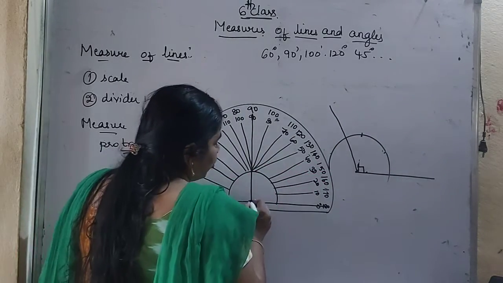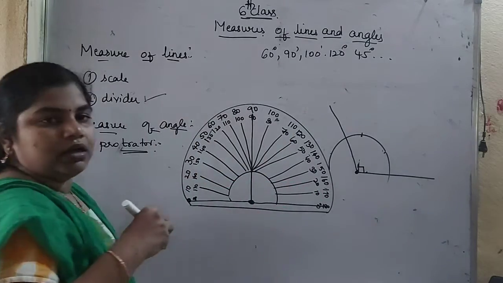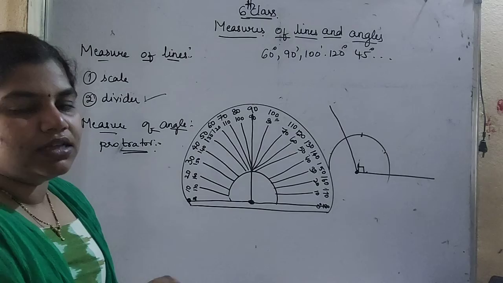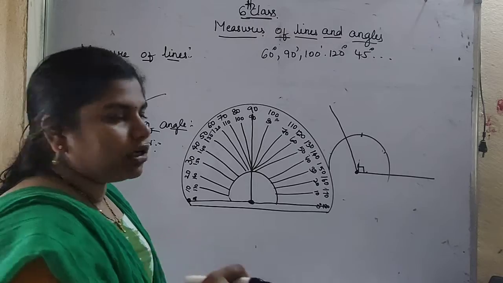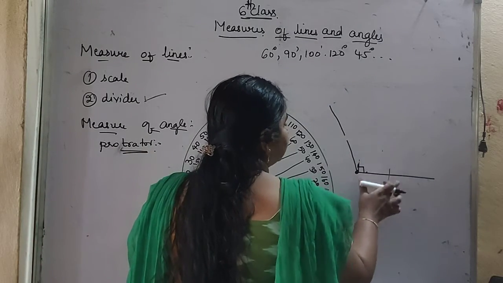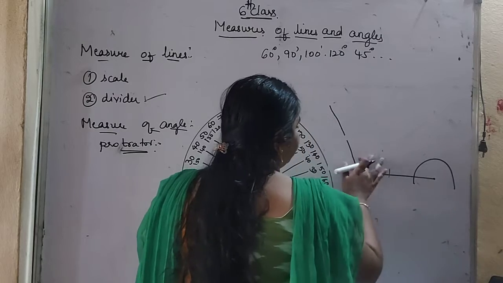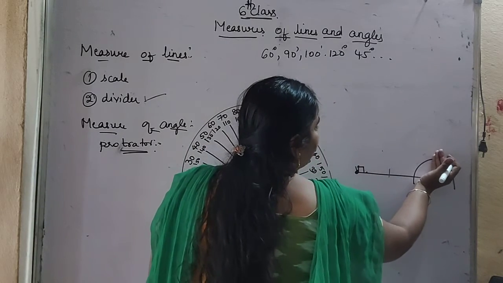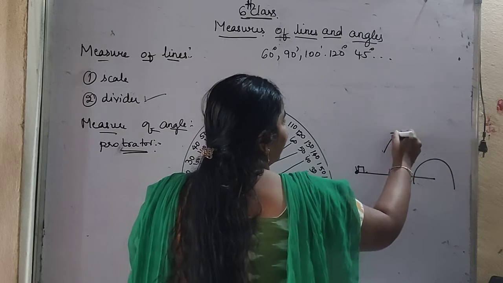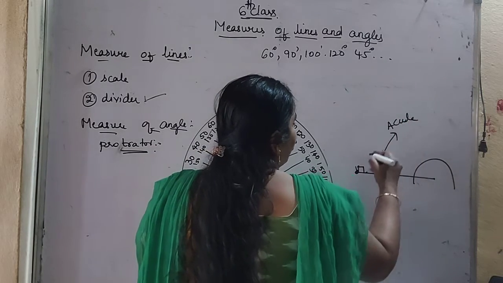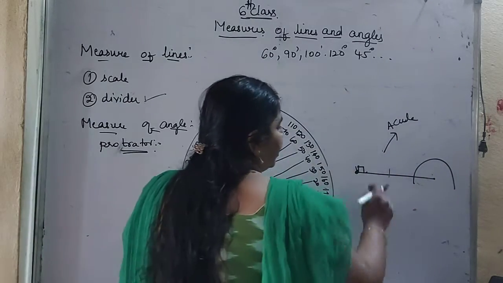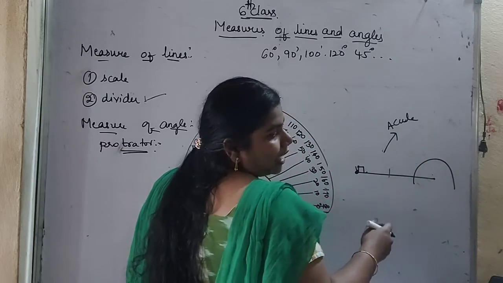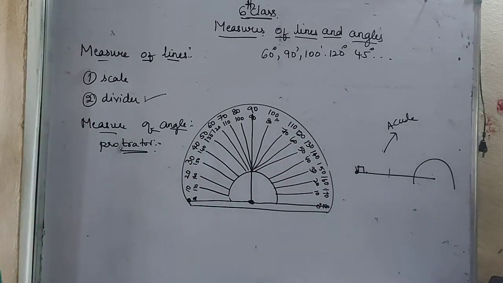Always this midpoint should be intersected with this point. Without intersecting, you should not measure the angles. This point and this point should coincide with each other. Not only here, you can place the protractor this side also. So always the point which is lying inside the line will be an acute angle. The point can lie at any place from here to here, that will be called an acute angle. If it is outside the line, that will become an obtuse angle. So this is how you will measure the lines and angles.